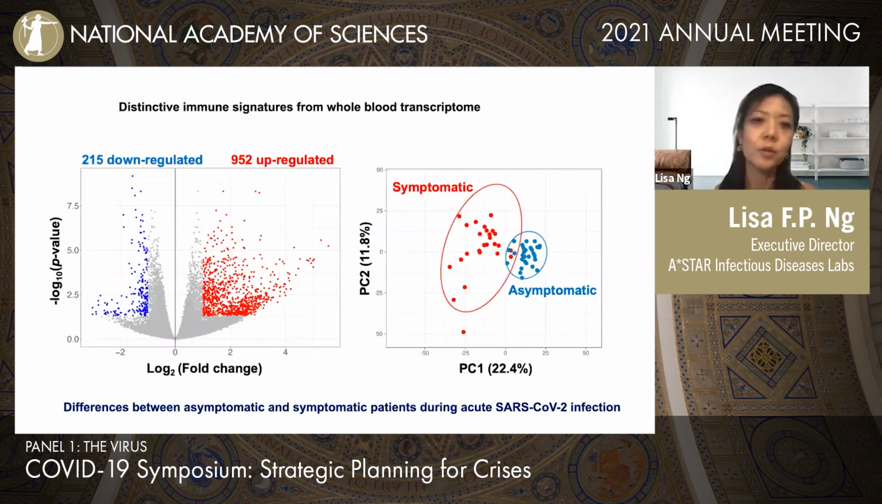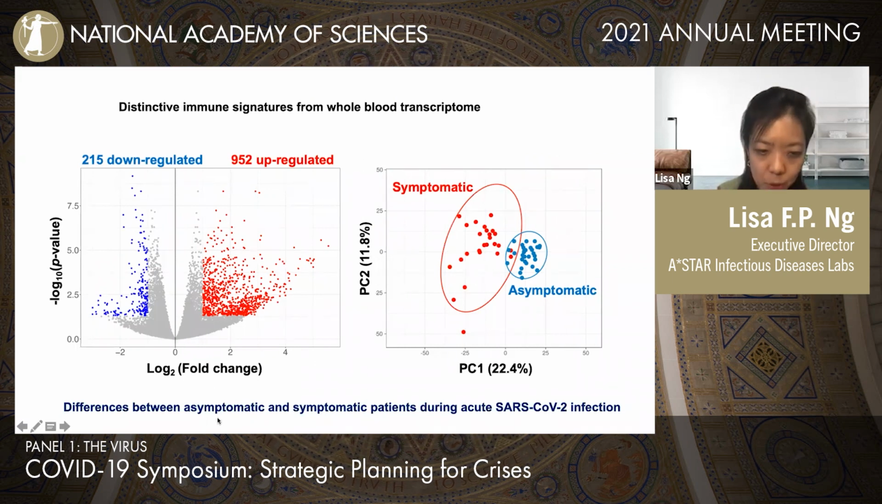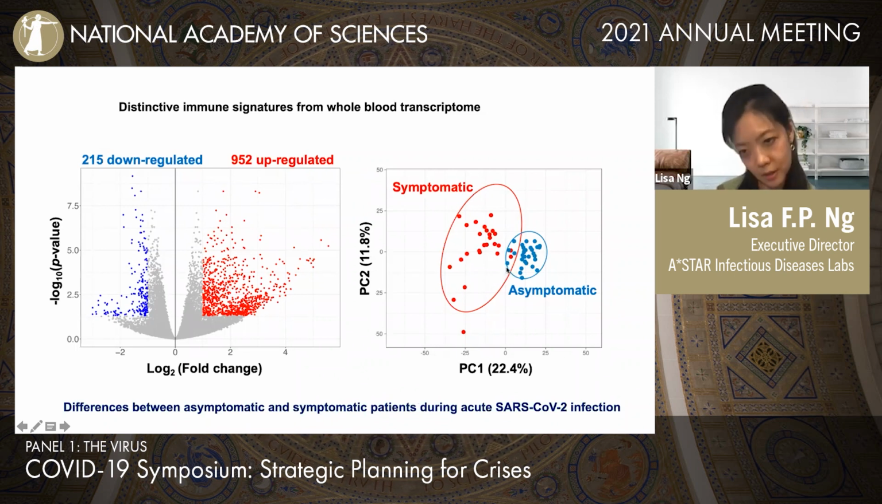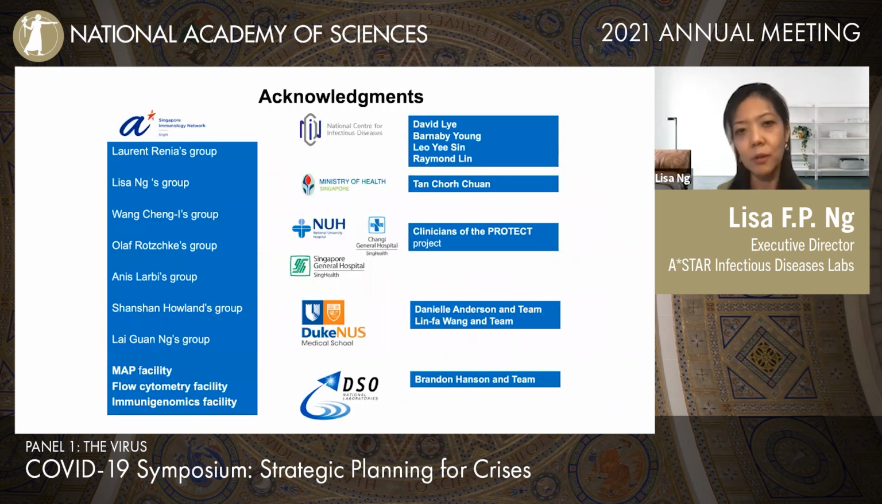So we also performed whole blood transcriptomics on the patients. And you could see from here that there is a clear difference between the asymptomatic and symptomatic patients during the early stage of infection. So there's still a lot of work to be done. And I will end my talk here for today, and I'm happy to take any questions later on.